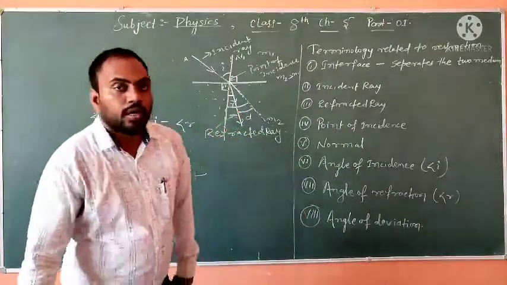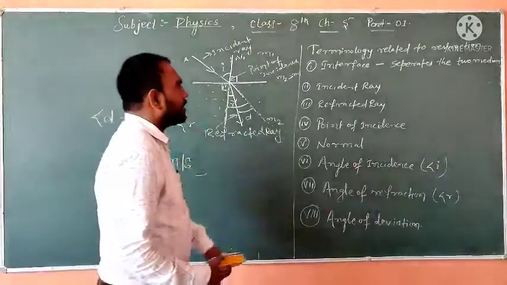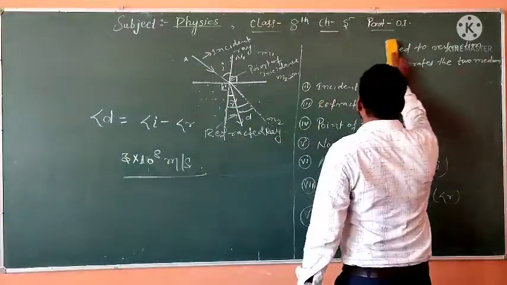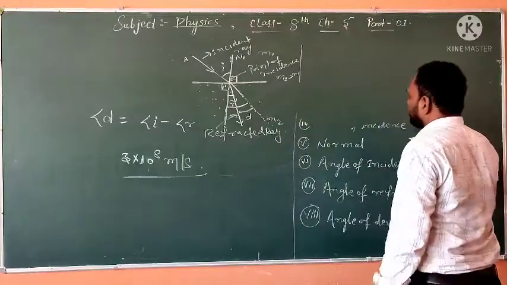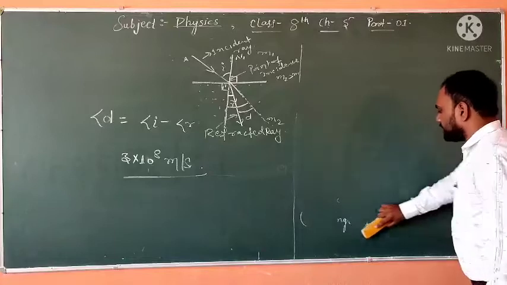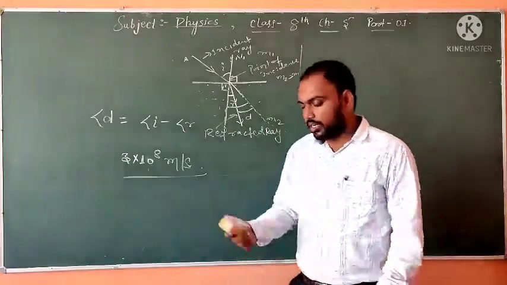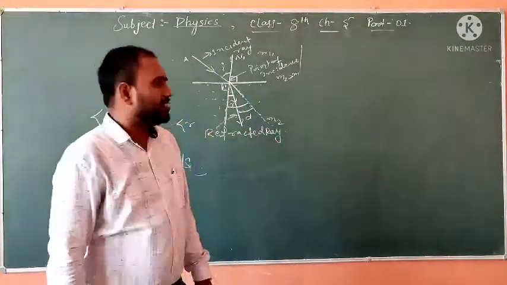Now, come to the refraction of light. There are three conditions. What happens to a refracted ray after refraction? It depends on the angle of incidence.